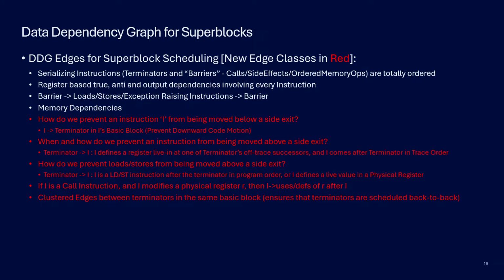And we have some call instructions, right? Usually we shouldn't move instructions above or below a call instruction, because it's risky. We create additional edges to make sure that the code movement is legal. That's why we add, for instance, edges because the call instruction may use some physical register.